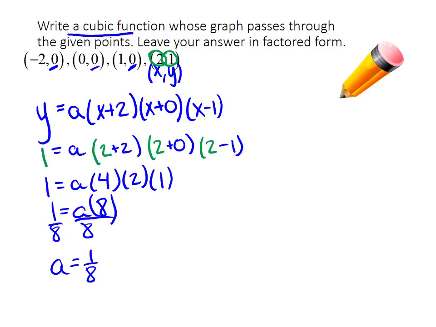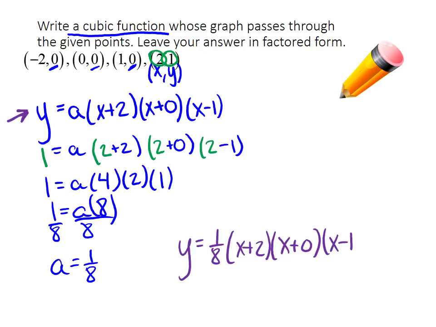Again, it says write a cubic function. It didn't say just find a, so I have to do a little bit of work. I want to take my original function, but this time I'm going to plug in my a value. You can leave it as x plus 0, or if you choose, you can also write it as 1/8 and just have that x out front instead of having x plus 0. Both of these would be the correct cubic function, and it's written in factored form.